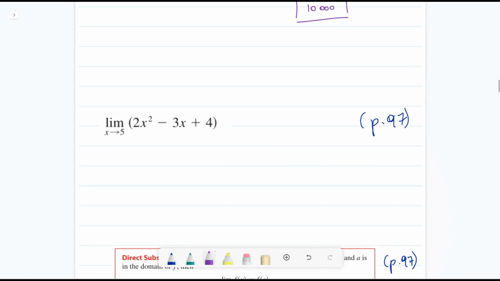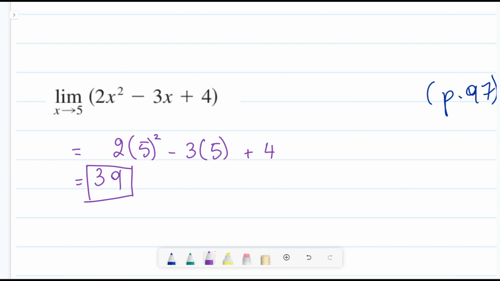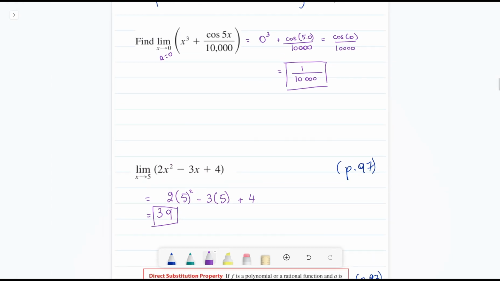Now let's move on to another example. In this case, x approaches 5, so anywhere we find an x, we replace it with 5. So this is equal to 2 times 5 squared minus 3 times 5 plus 4. You can plug this in on your calculator, and this gives 39. And as you can see here, we are getting real numbers as our answers.